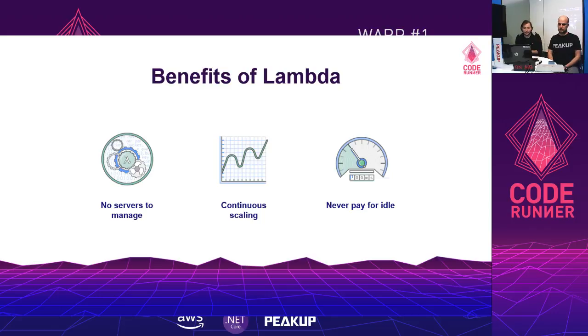So when it's on Lambda, there are no servers to manage. As we said before, that is great. And it automatically scales because every time you run something, it creates another Lambda instance to run, actually.